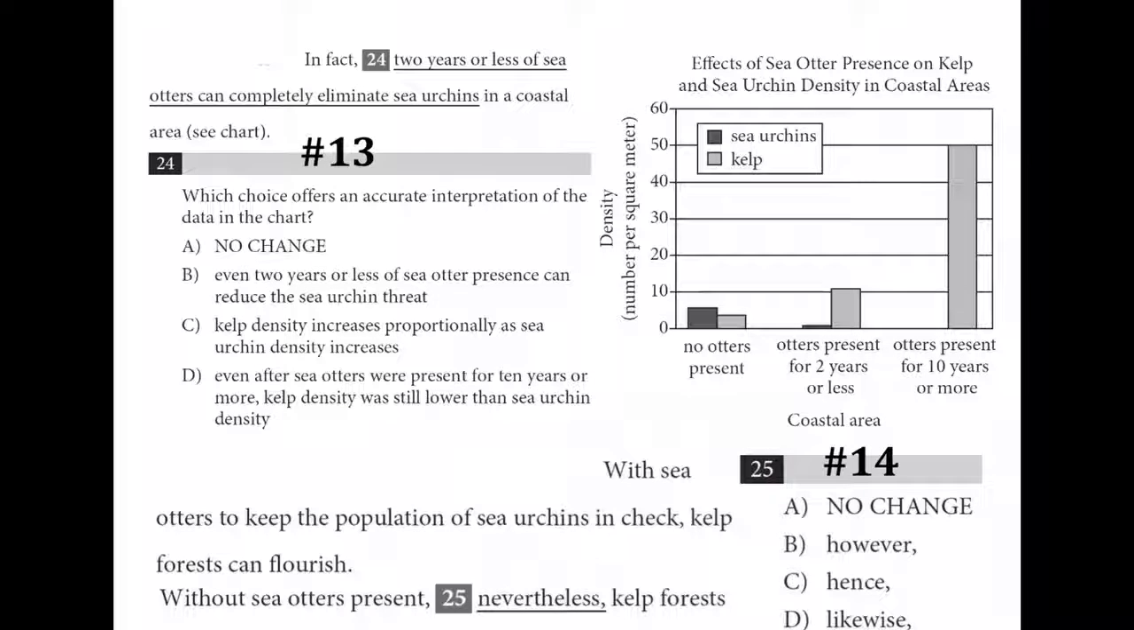Number 24. Which choice offers an accurate interpretation of the data in the chart? B. Even 2 years or less of sea otter presence can reduce the sea urchin threat. It's the best answer because the data in the chart show lower sea urchin density in areas where sea otters have lived for 2 years or less than in areas where no otters are present. So specifically, we're comparing these two bars, and we see with the otters present, the sea urchin population decreases.